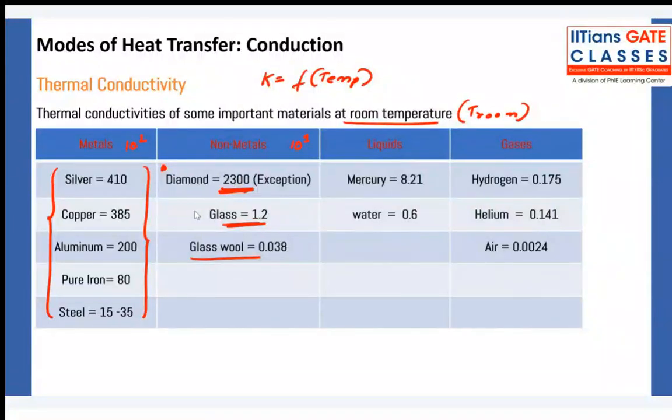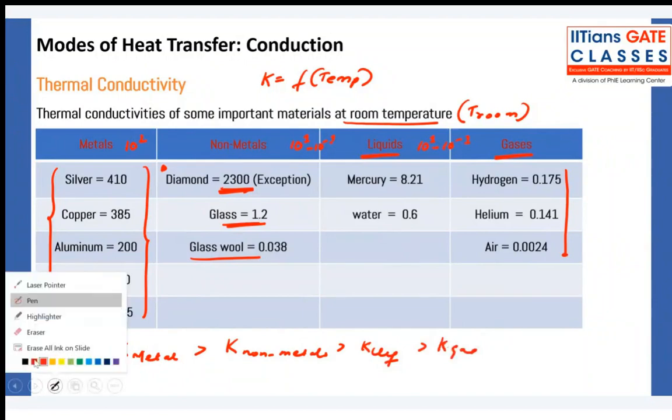But let us say in liquids. In liquids also, it is in the range of 10 to the power minus 1. And in gases, it is very low. So I can conclude here that thermal conductivity in metals is the highest, and then in non-metals, then in liquids, and then in gases. But there is an exception here.